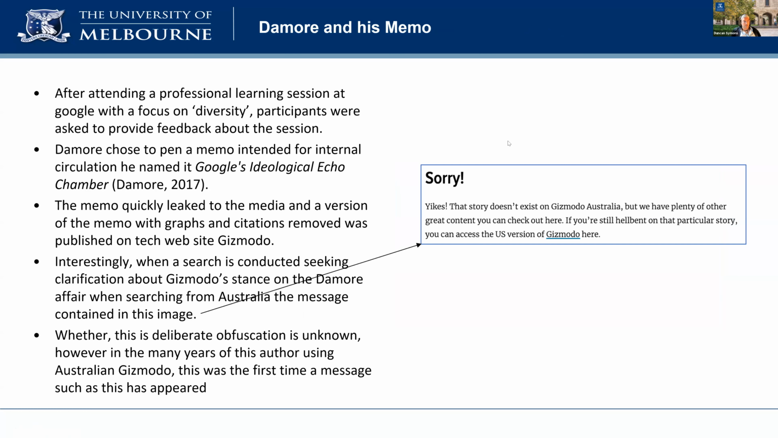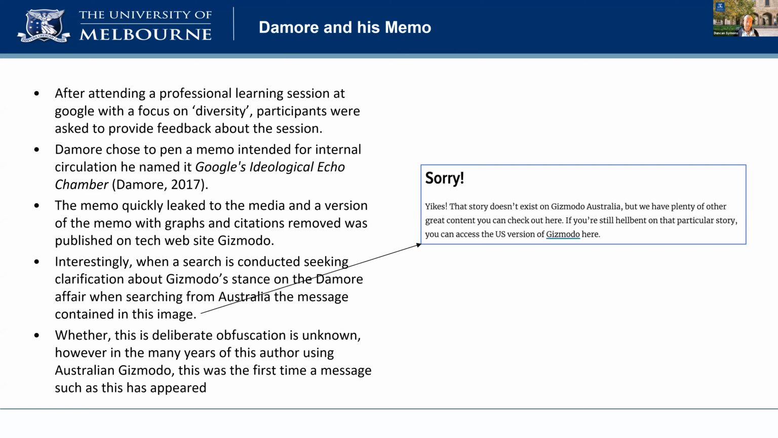As a result, James Damore, who has since been diagnosed with autism, but we'll leave that to the side, chose to pen a memo intended for internal circulation, and he named it Google's Ideological Echo Chamber. That memo leaked incredibly quickly, and a version of it appeared on Gizmodo. For those of you who are aware of Gizmodo, it's a website about tech. However, the version that emerged had been heavily redacted. All of the graphs, all of the citations were taken out.